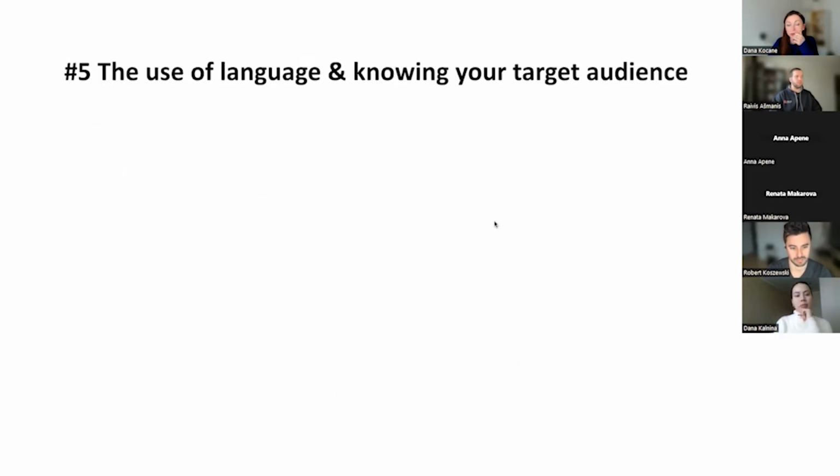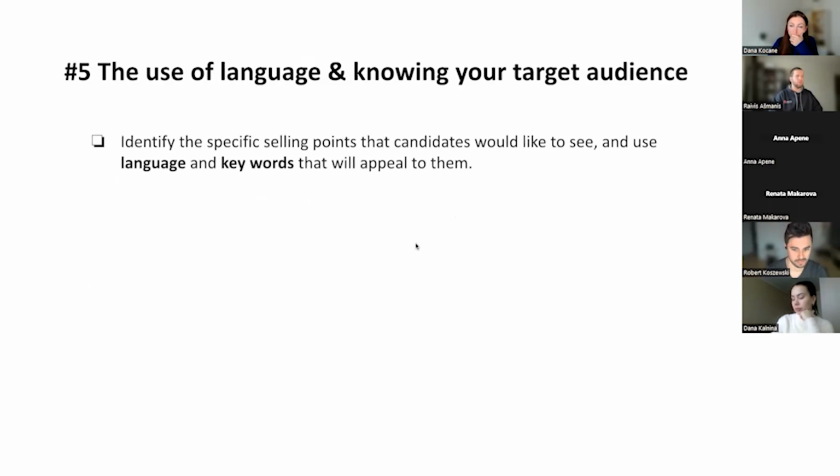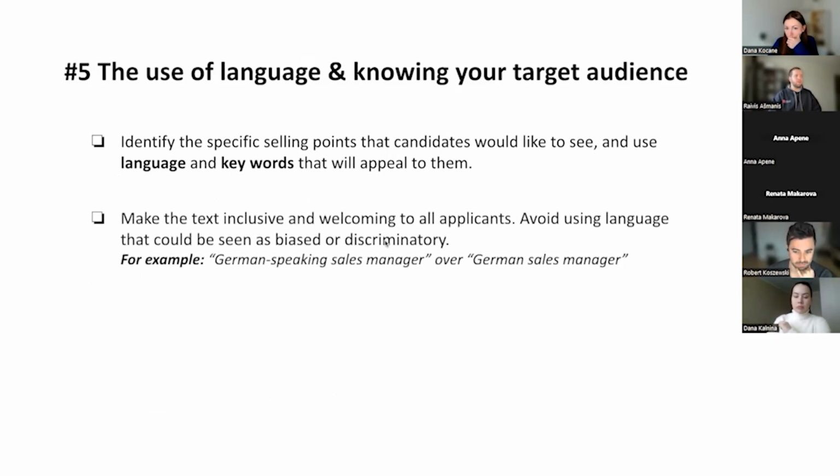Next thing is the use of language. Super important, and it can throw off candidates if the job text is not formatted well and you don't know your target audience and what they are interested in. So it's important to identify the selling points the candidates would like to see and use the language and keywords that would appeal to them and would be easy for them to understand if this job position is for them.